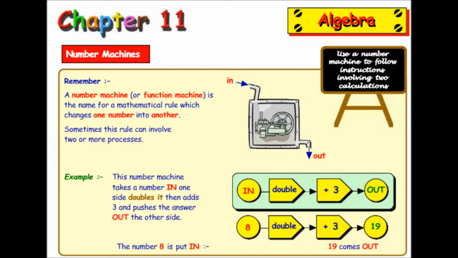So we've got a number machine, or a function machine. And this is very, very straightforward. You put a number in, you double it, and what comes out? But here we've got two together. You've got a number, you double it, and then add 3. So if you put 8 in, double 8 is 16. 8 times 2 is 16. Add 3 and 19 comes out.